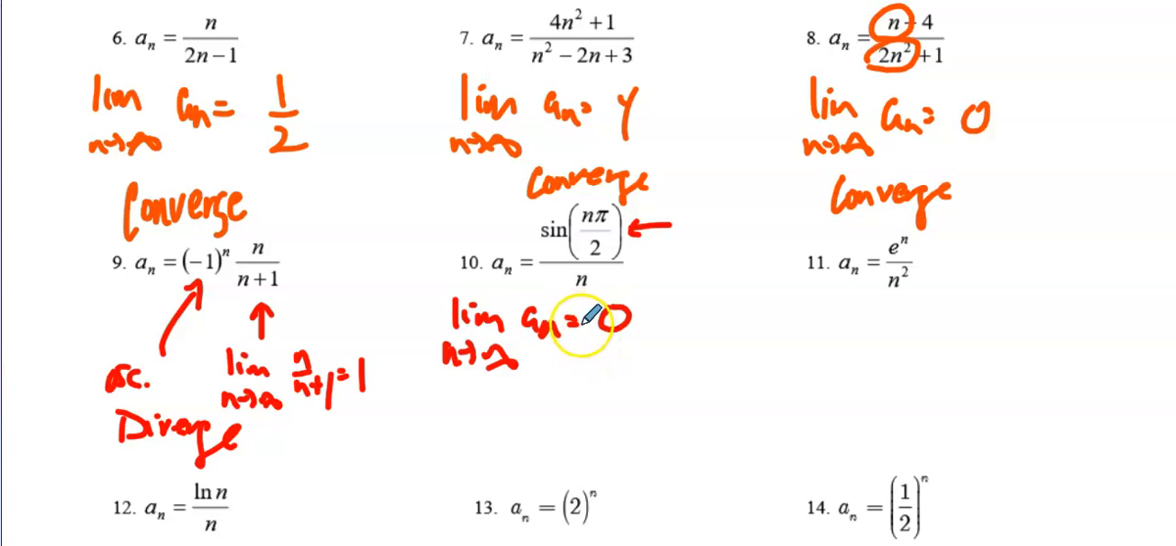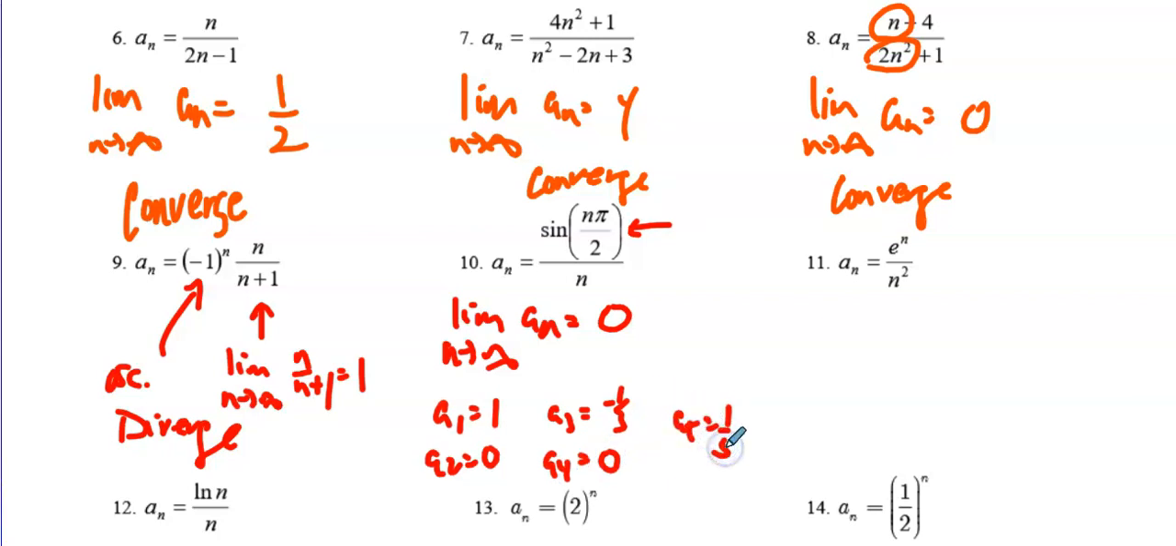One thing that you guys can absolutely do if you want to is start plugging in numbers and seeing what's going on with this. If you look at a sub 1, it actually ends up being 1. a sub 2 ends up being 0. a sub 3 equals negative 1/3. a sub 4 is equal to 0. And a sub 5 is going to be equal to positive 1/5. If you keep going with these, it keeps going back and forth to negative 1/7, then positive 1/9, negative 1/11, positive 1/13. These numbers are getting really, really small.